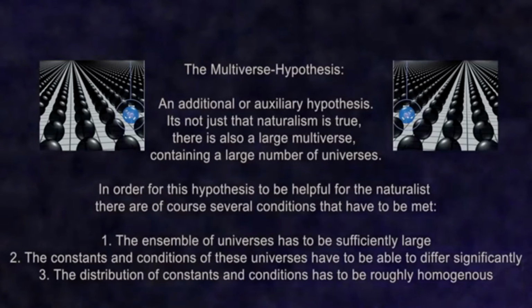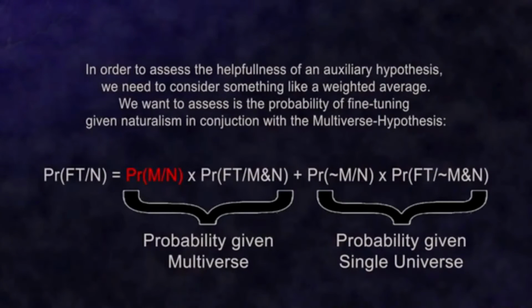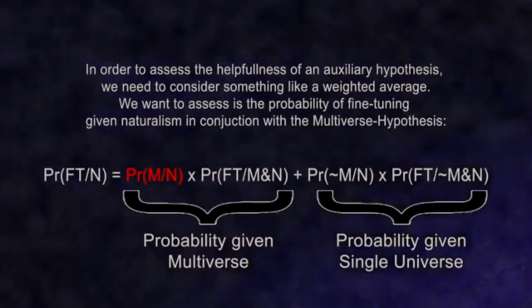For suppose naturalism on its own would give us good reason to think that there very likely couldn't be a multiverse. Then of course the multiverse hypothesis would not help the naturalist very much. In order to assess the helpfulness of an auxiliary hypothesis, like the multiverse hypothesis, we would need to consider something like a weighted average. What we want to assess is the probability of fine-tuning given naturalism in conjunction with the multiverse hypothesis. This way, we break the probability down into two summands: the probability of fine-tuning given that a multiverse exists, and add to it the probability of fine-tuning given that a multiverse does not exist.